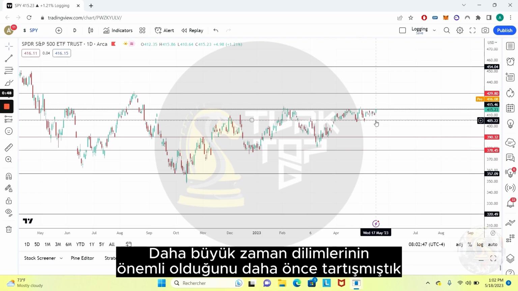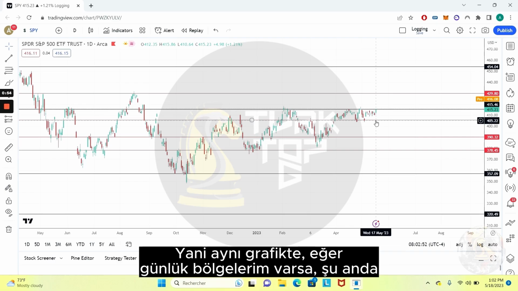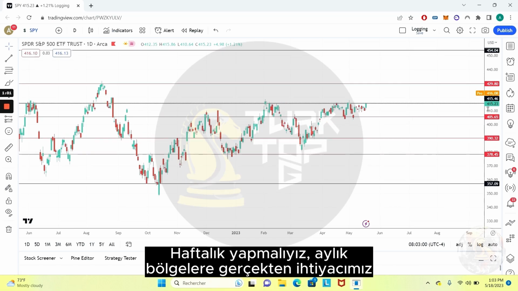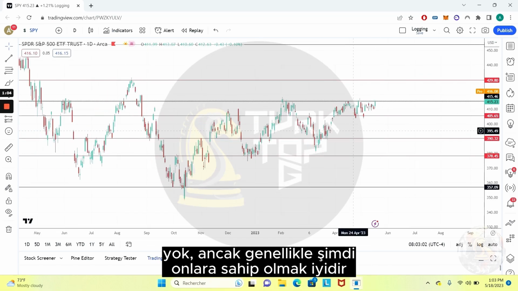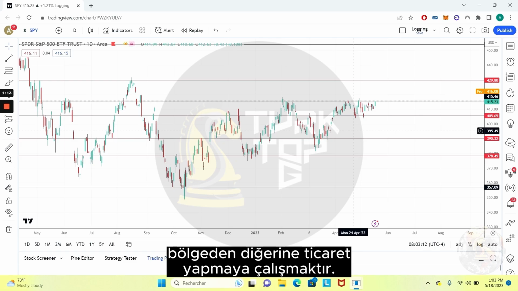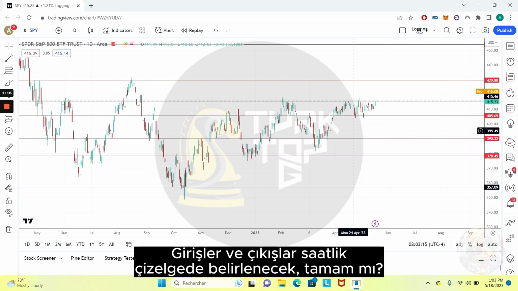Now, we already discussed that larger time frame zones are more important. So on the same chart, if I have daily zones, I should also have weekly and monthly zones. In our case, right now, weekly should do. We don't really need the monthly zones, but usually it's good to have them. Now, we are trying to trade from one daily zone to the next. In that case, our entries and exits will be determined on the hourly chart.